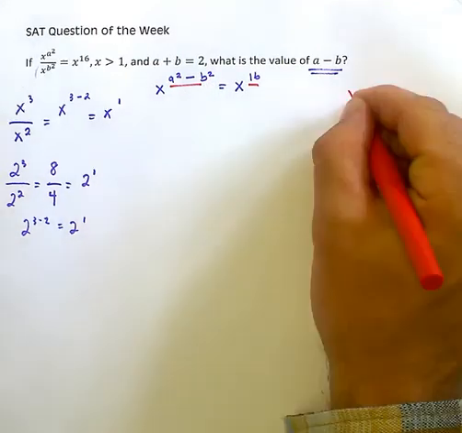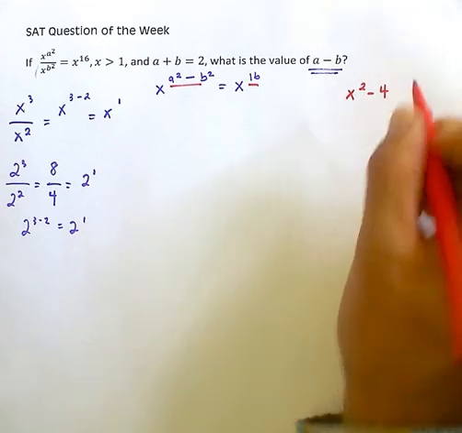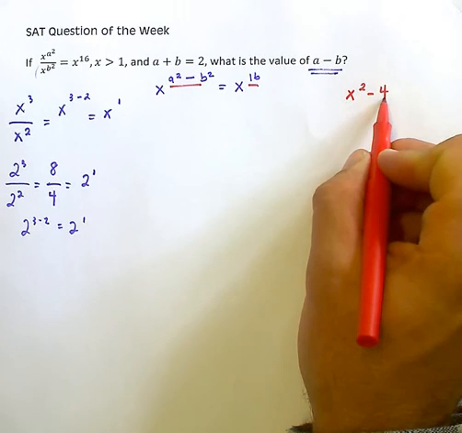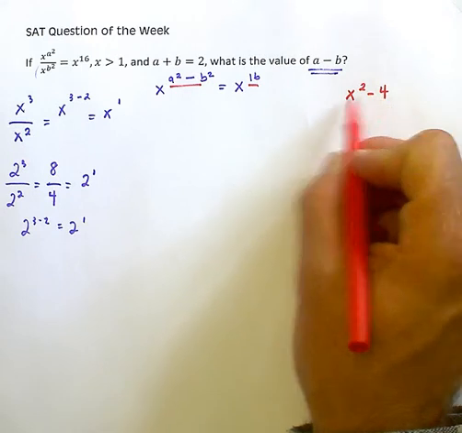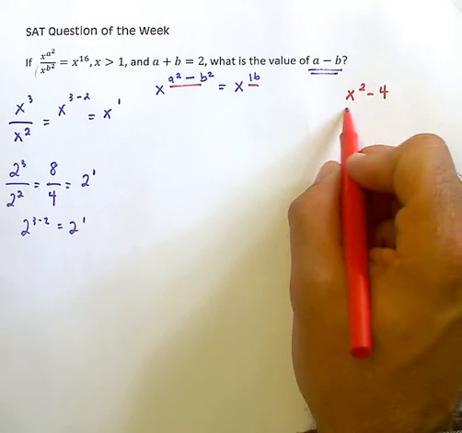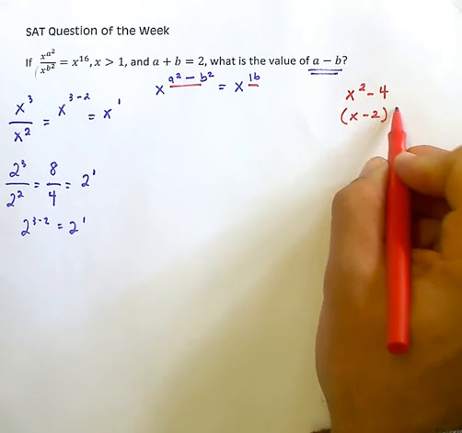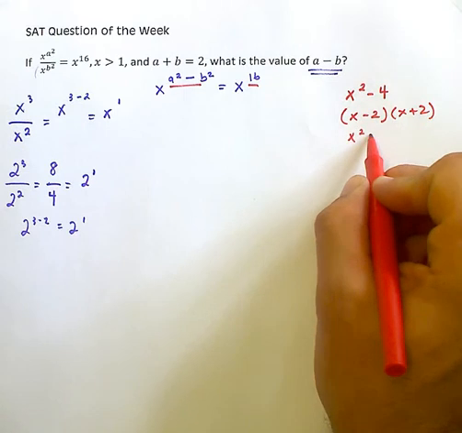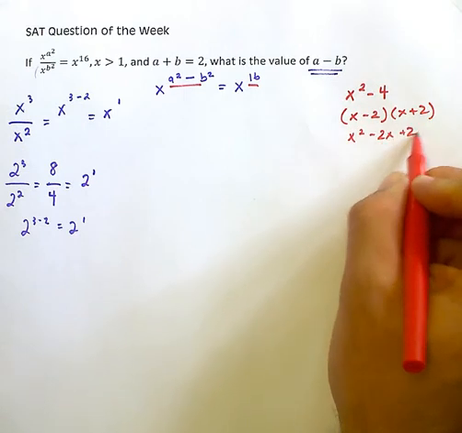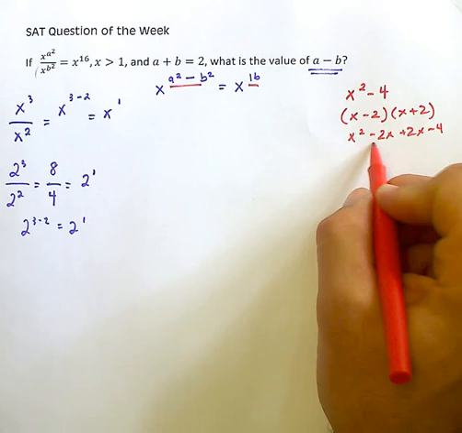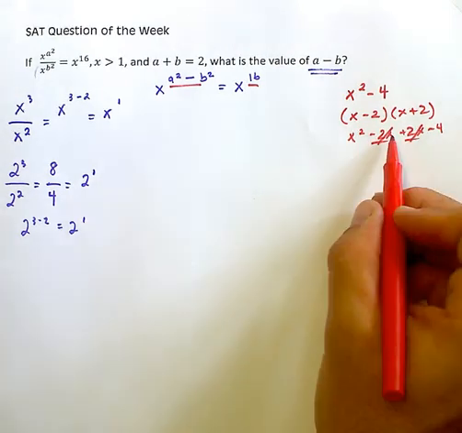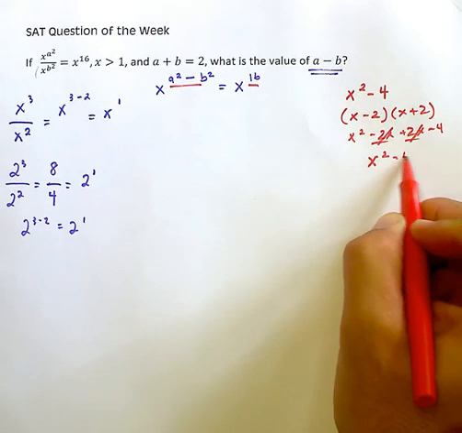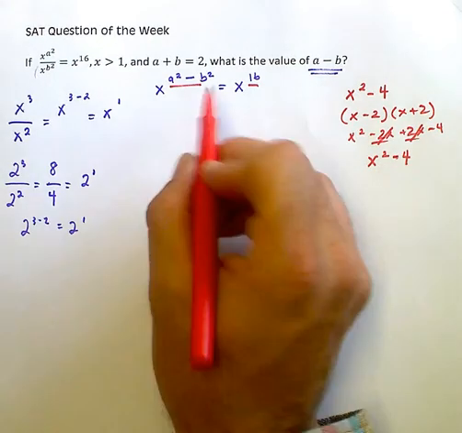One of the most common differences of two squares is your x squared minus 4. Here you have a square along with another perfect square, and there's a difference. So we look at this, x minus 2, x plus 2, okay? Which gives us x squared minus 2x plus 2x minus 4. And canceling out these two terms basically ends you up with x squared minus 4.